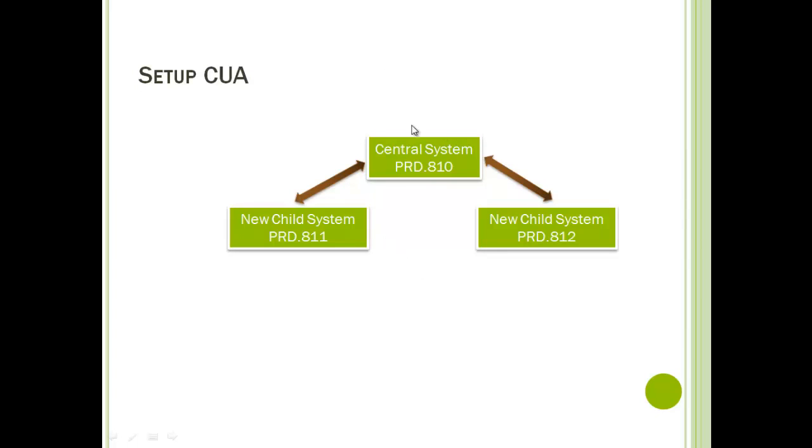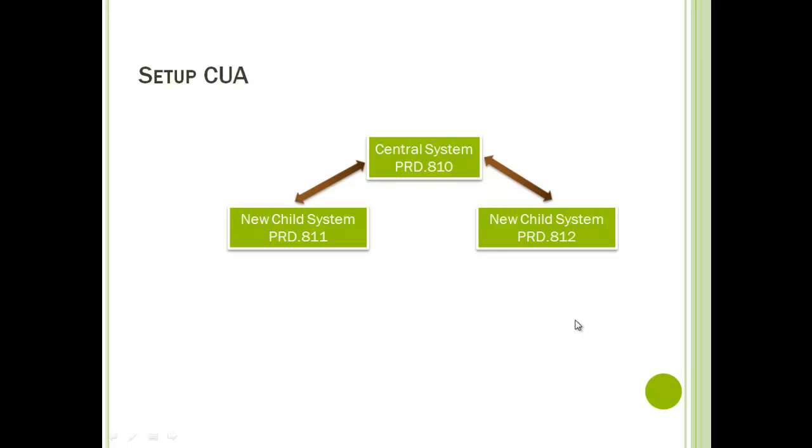We will set up a CUA in this landscape. Our central system will be the system PRD, client 810. We have two child systems, PRD 811 and 812. This is our CUA setup. We will start from the beginning on how to set up a CUA in our system.